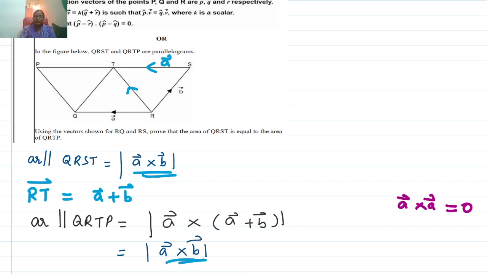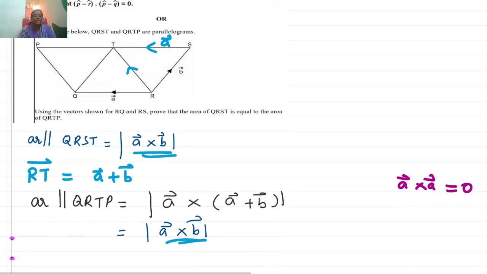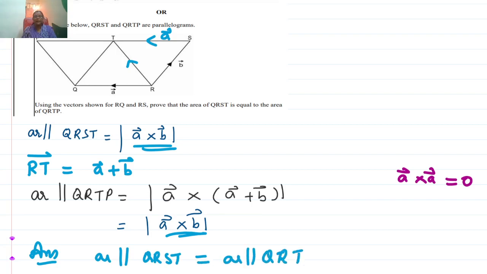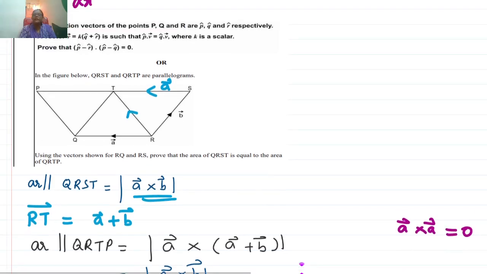So hence you have to write the answer. You have to show, which means you'll have to write that statement. The answer part: the area of parallelogram QRST and the area of parallelogram QRTP are equal. So how easily we could get it? There's less calculation and lesser risk of losing marks. Everything you have written is complete.